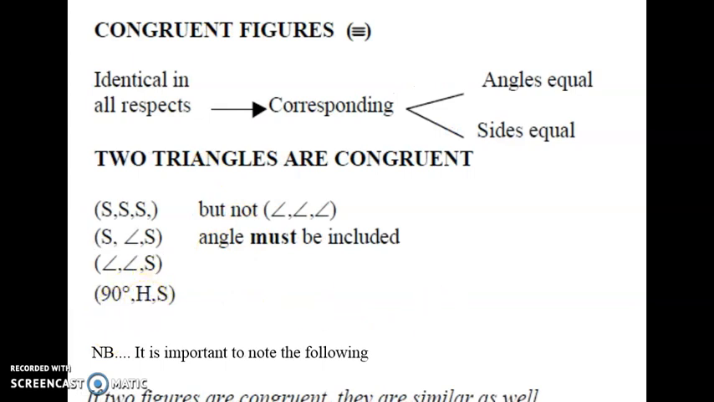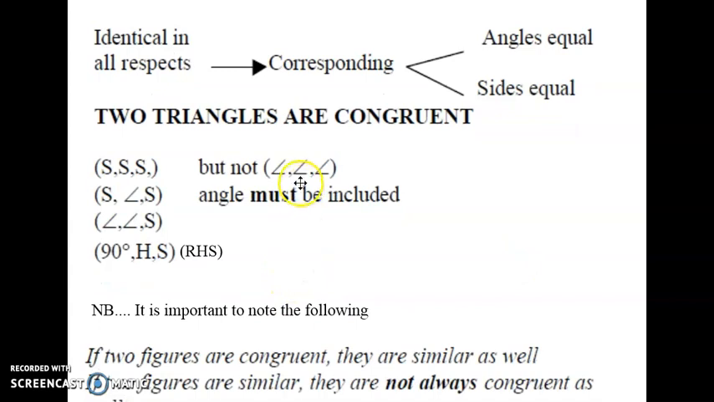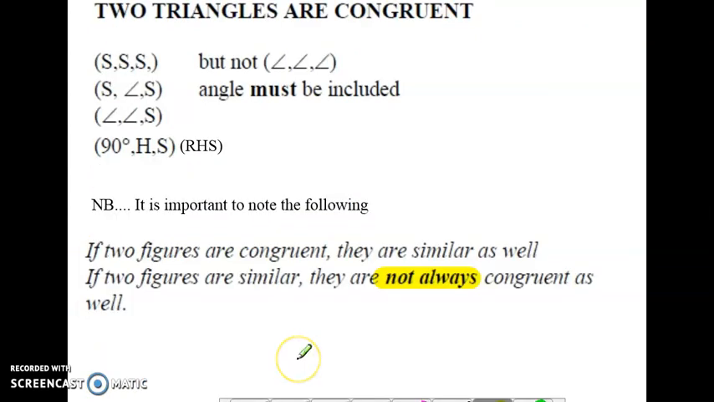This particular case we normally call RHS: the right angle, the hypotenuse and the side. Familiar with right hand side? So very similar. We cannot say angle, angle, angle, because there needs to be at least one side length to justify that the triangles will be congruent to each other. Because if the angles are the same, the one triangle could be an enlargement or a reduction of the other shape.